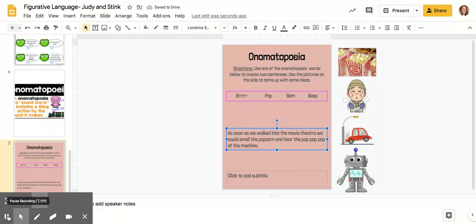And here's my example. As soon as we walked into the movie theater, we could smell the popcorn and hear the pop, pop, pop of the machine. The onomatopoeia word I used is pop.